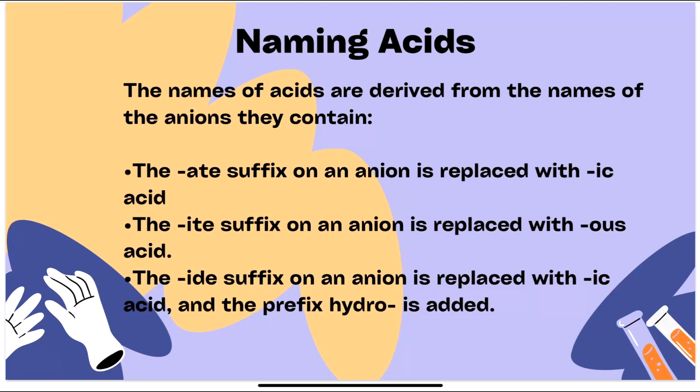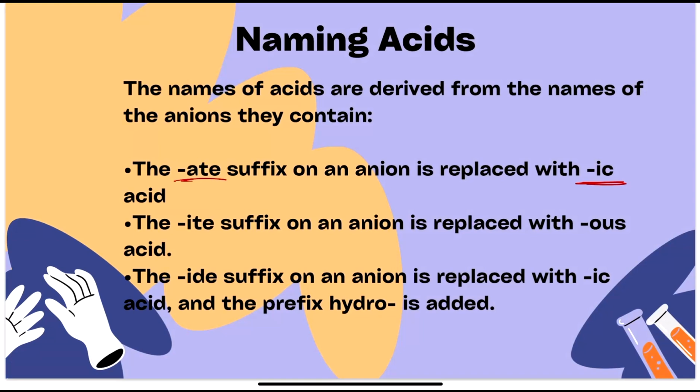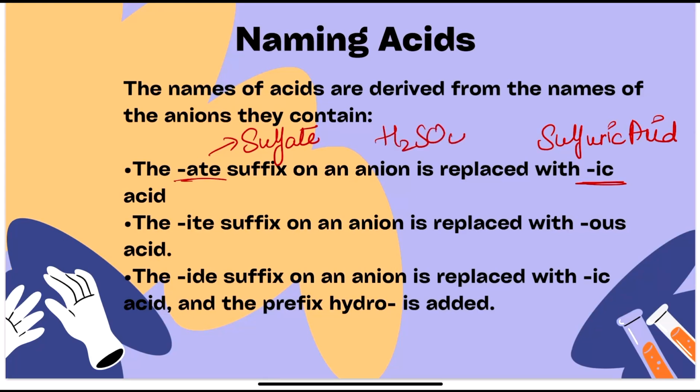So this is where you have it. This is what I wanted to show you. An anion with ate, like sulfate, right? Then your acid will be sulfuric acid, what I showed you, which is essentially H2SO4, right?